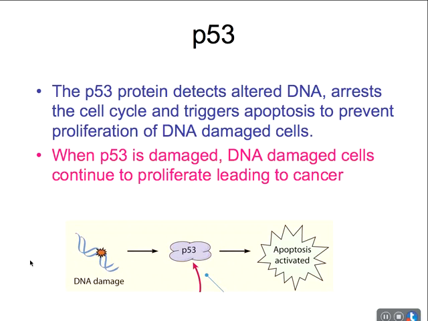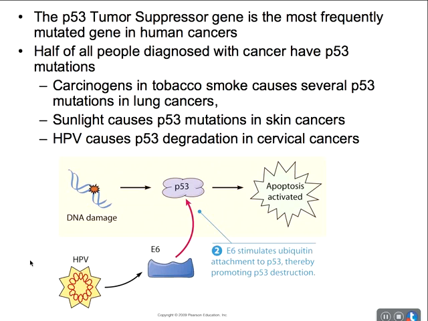Let's look at an example of how p53 can be altered and result in cancer. So here, this is sort of a simplistic version of what we saw a moment ago. DNA damage triggers p53, through mitochondrial involvement. Eventually that triggers apoptosis in the caspase cascade. Well, here's a situation. So the p53 tumor suppressor gene is the most frequently mutated gene in all of human cancers. Half of all people diagnosed with cancer have a mutation in their p53 gene of some sort.